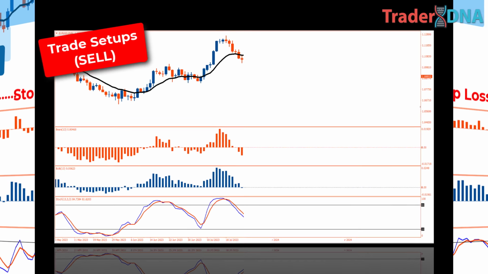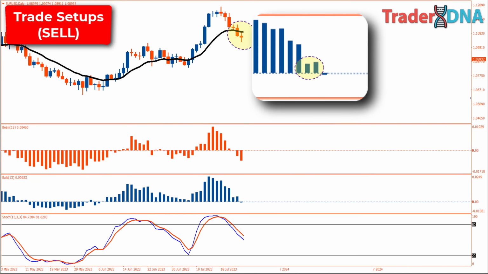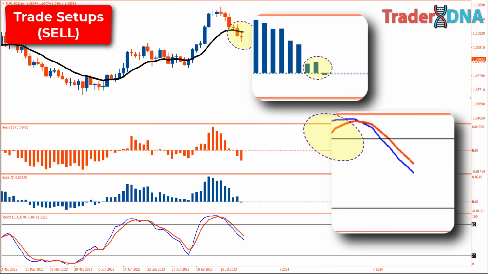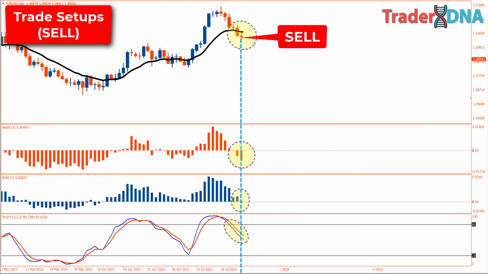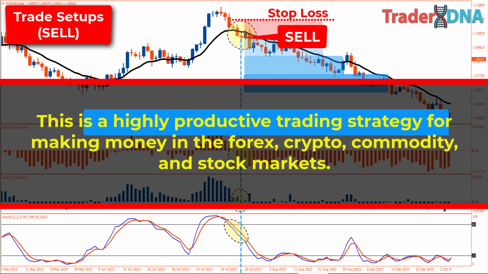Sell when the price is below the EMA line. Bull's power histogram is positive, but moving closer to zero. The stochastic line crosses below the level 80 after being in the overbought area. Bear's power histogram is below zero and sufficiently long. Set the stop loss above the nearest swing high. Once again, as I mentioned earlier, this strategy has high accuracy, so set a minimum target profit of 3 times the stop loss. As seen in the examples above, we can conclude that this is a highly productive trading strategy for making money in the forex, crypto, commodity, and stock markets.